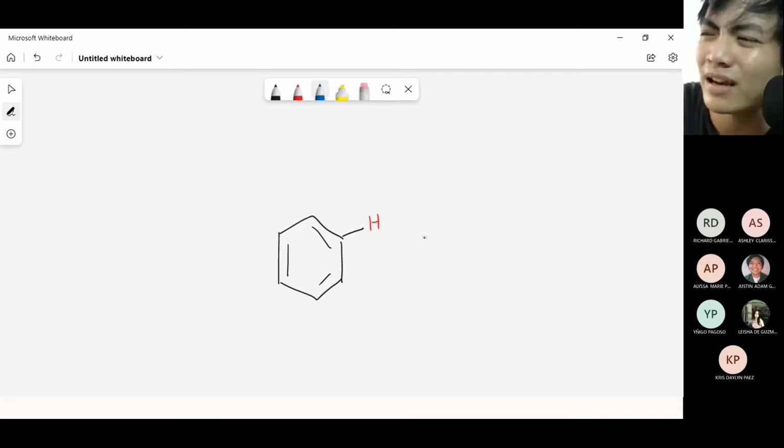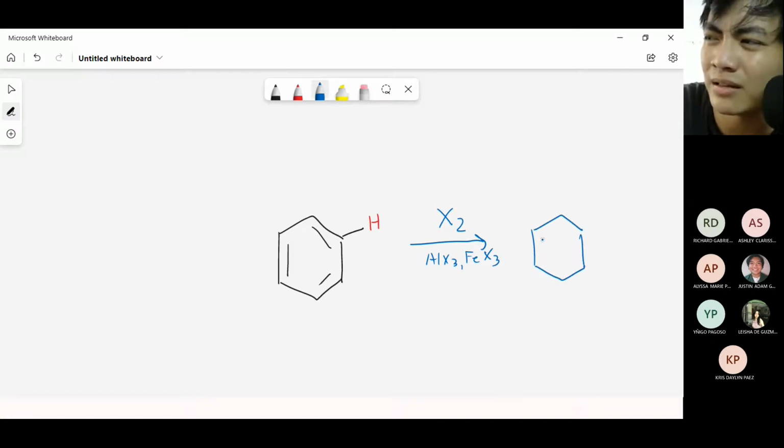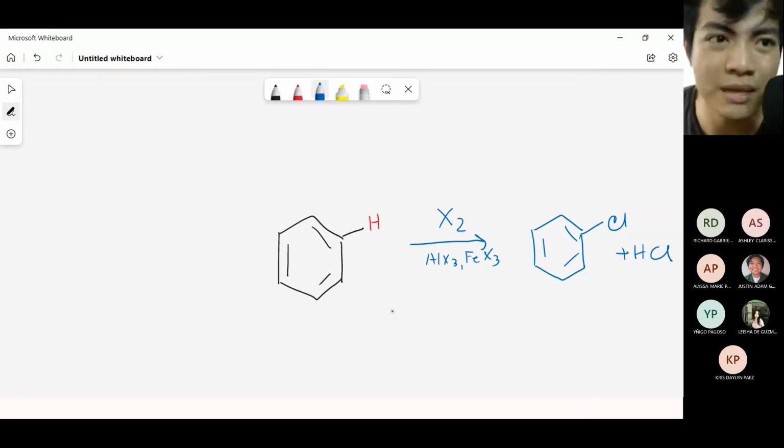If you react your benzene with X2 with your FeX3 or AlX3 catalyst, sa baba ko na lang ilalagay catalyst. Okay, so AlX3, FeX3, so you will have your chlorobenzene plus HCl. So, yan yung isa sa map natin. Ano pa yung next reaction ng benzene?